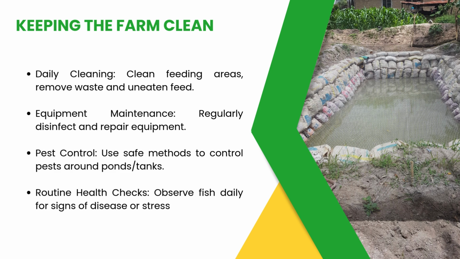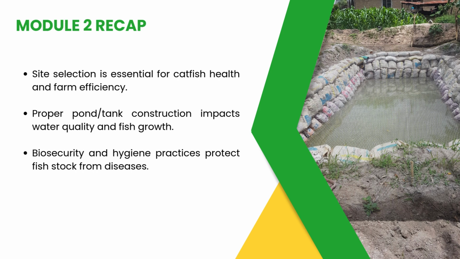Now you also have to do routine checks, observe your fish every day. Once you see signs of disease and stress, always make sure you address it efficiently. In conclusion, in this module, we have talked about sites, pond and tank construction, how they impact your fish and water quality, and we've spoken about biosecurity and hygiene practices. And all these are critical at the point of setting up your pond.